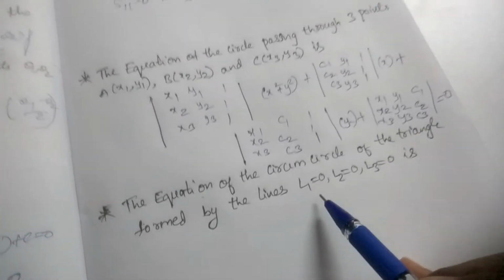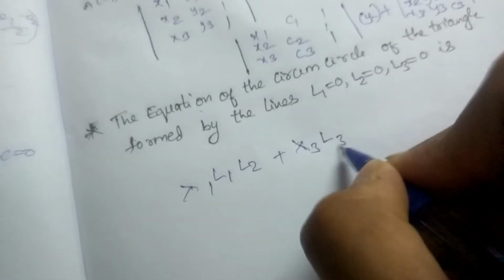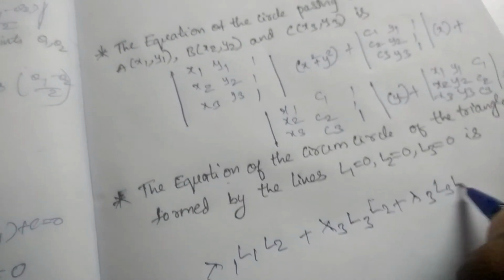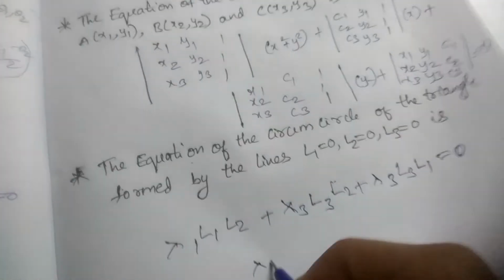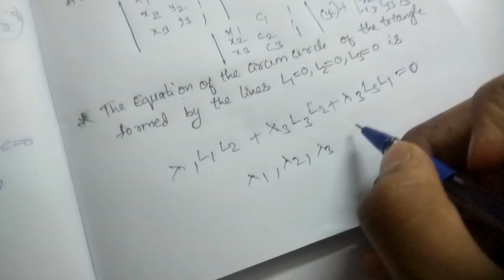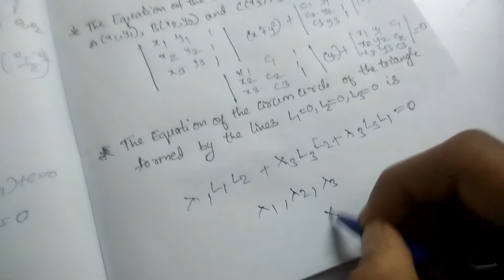And coming to the next point, the equation of a circumcircle of the triangle formed by the lines L1 equal to 0, L2 equal to 0, L3 equal to 0 is lambda 1 into L1 L2 plus lambda 2 into L2 L3 plus lambda 3 into L3 L1 equal to 0, where lambda 1, lambda 2, lambda 3 can be found by using coefficient of x square equal to coefficient of y square, and coefficient of xy equal to 0, right? This is the main condition of it.